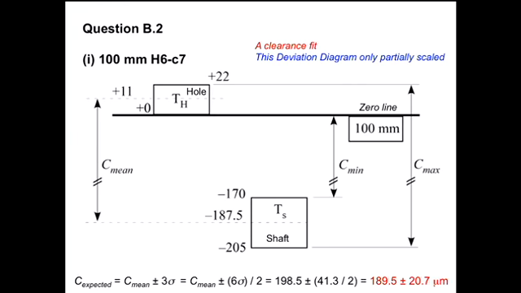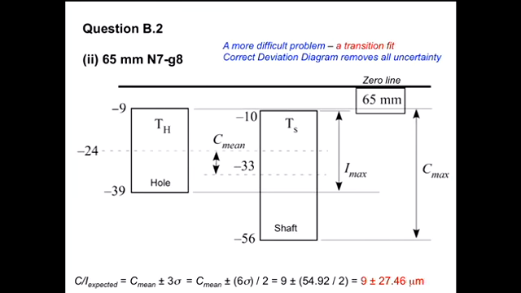189.5 plus 20.7, 189.5 minus 20.7, explicitly stated. If you've got time, I don't mind. For the second one, a bit harder, we've got a transition fit. We've got an interference maximum and a clearance maximum. If in this case you had two interferences, one of them would be negative. If you had two clearances, one of them would be negative.